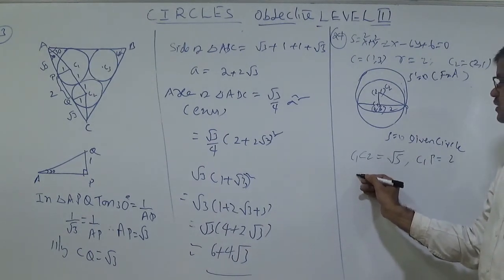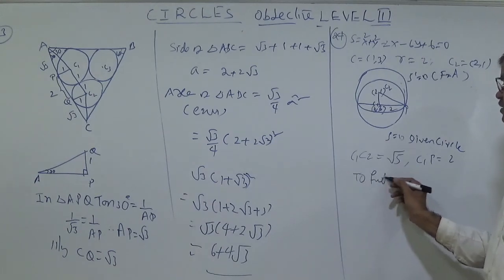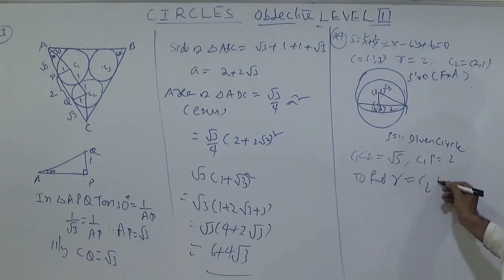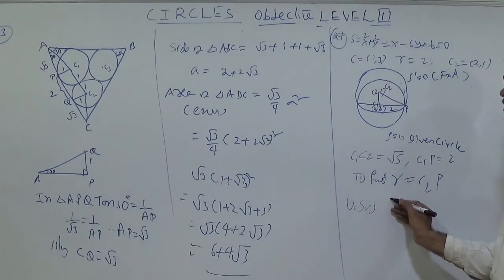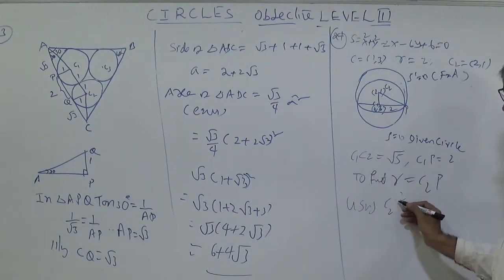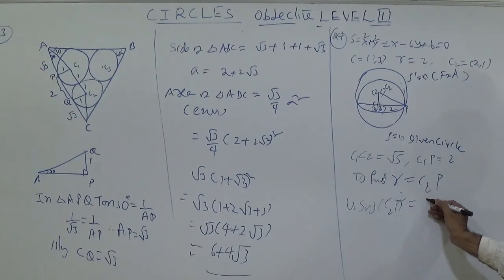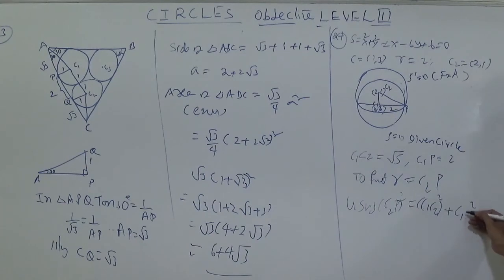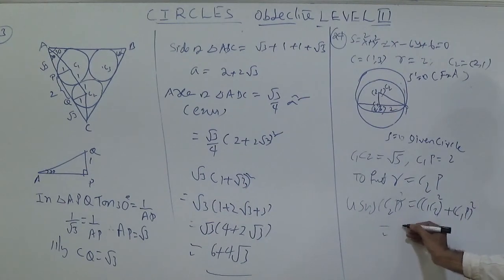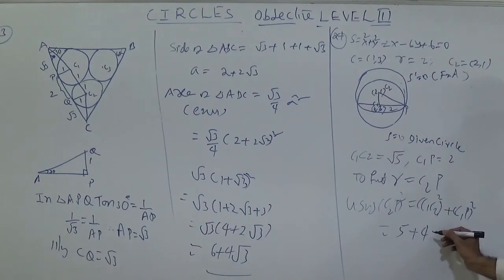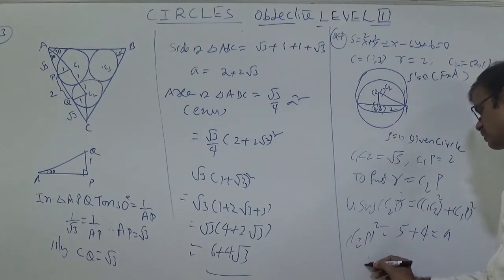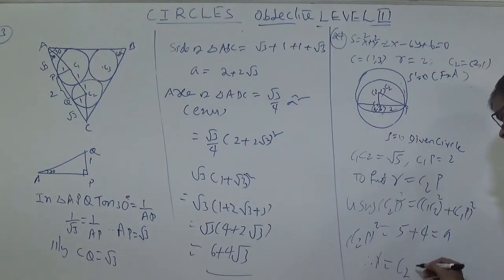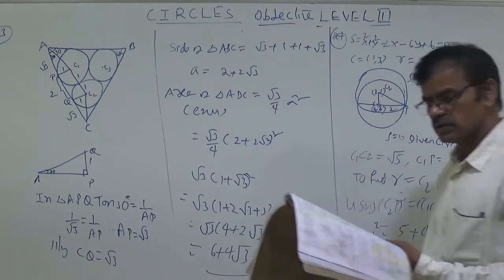Now to calculate the radius of the other circle, to find R, that is equal to C2P, using the right triangle concept. C2P whole square is equal to C1C2 whole square plus C1P whole square. So here you can write 5 plus 4, which is equal to 9. So you got C2P whole square as 9. Therefore the required radius R is equal to C2P is equal to 3. It is the third option.